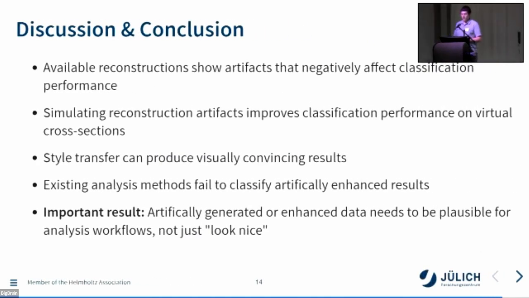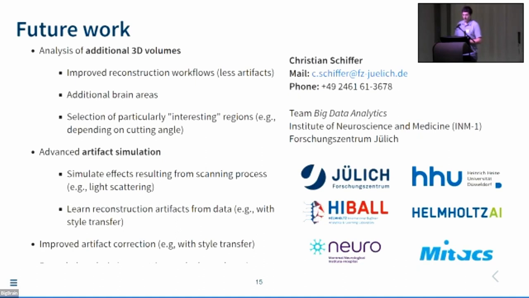So our conclusion was this, that first the insight that we cannot just take the 3D reconstruction as they are at the moment and immediately use them for classification. Simulating the reconstruction artifacts is quite promising. And if we invest some more time into making this more realistic, it might be even better. The style transfer produces visually convincing results, but the network has a different opinion on this. So one important result here in general is that if you're working with artificially generated or enhanced data, it does not need to look nice, but it also needs to work well for the analysis workflow that you have in mind. So as this was an exploratory project, there's a lot of future work.